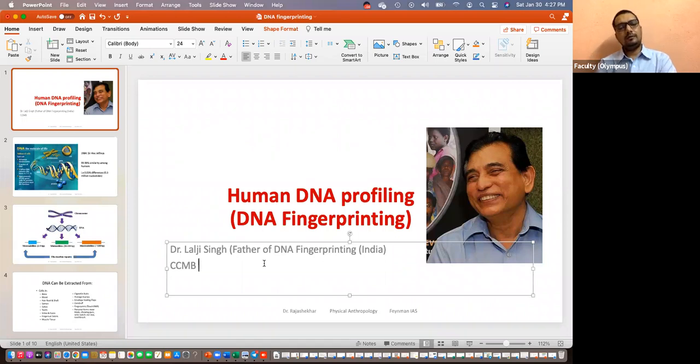Although the invention of DNA fingerprinting was done by another scientist, Alec Jeffreys, a UK-based scientist. He's the main inventor of this, but in India, something specific to the technology had to be done to bring it to real applications in the judiciary system. This credit goes to Dr. Lalji Singh, who passed away at the end of 2017.